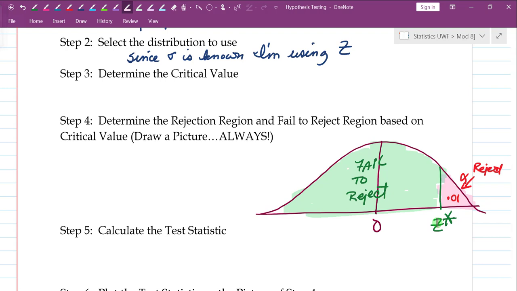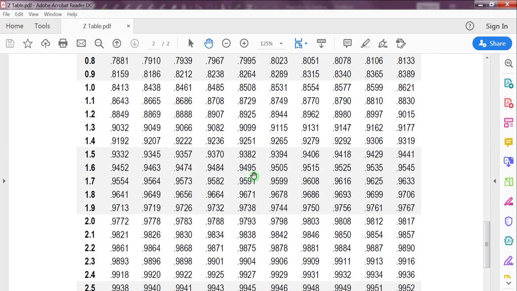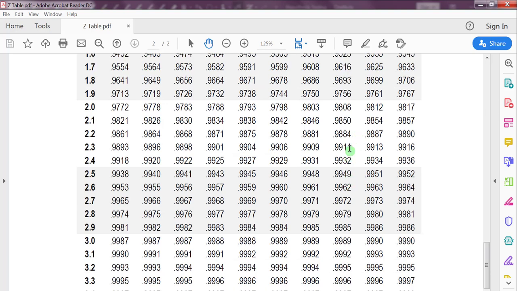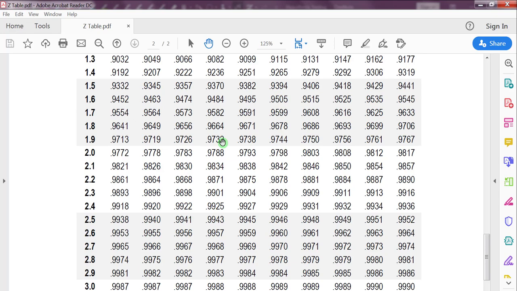Remember that if I have 0.01 here, that tells me that I have 0.99 in here underneath the tail to the left. Okay, so I can go grab my z table right here, and we're going to look for 0.99. Come in here, 0.99, and here is about the closest that we're going to get to 0.99, which is 2.33.